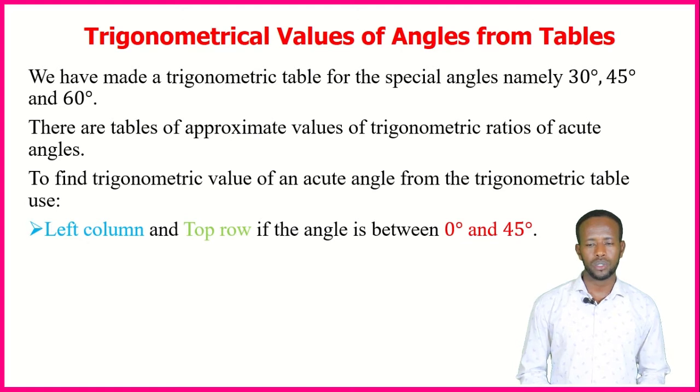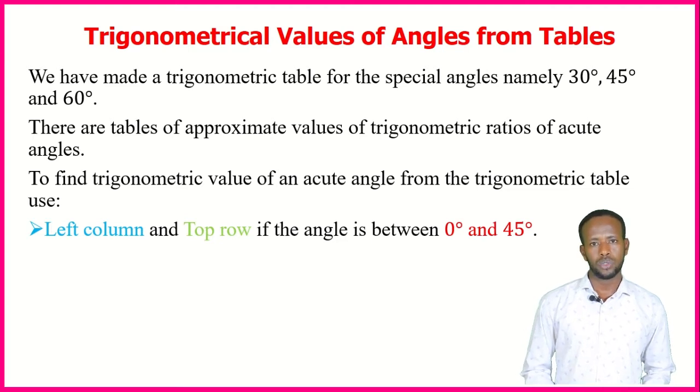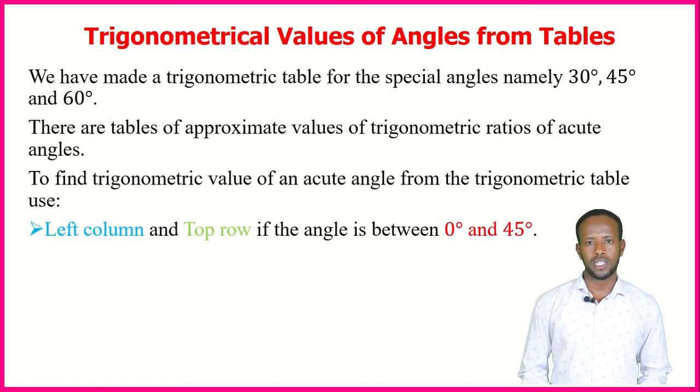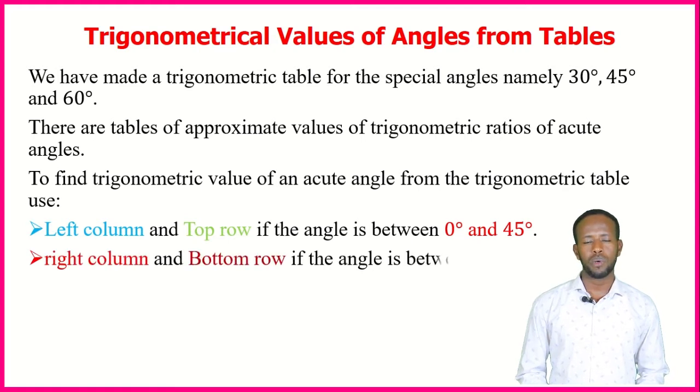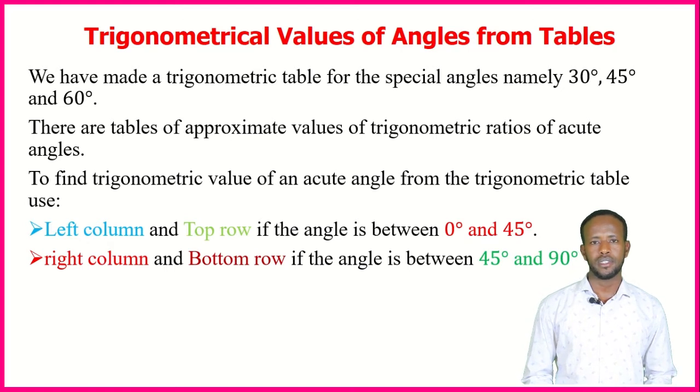Let us see again. So now we said that if the angle is between 0 and 45 degree, we use the left column and the top row. If the angle is greater than 45 degree up to 90 degree, let us see. Use the right column and bottom row if the angle is between 45 degree and 90 degree.